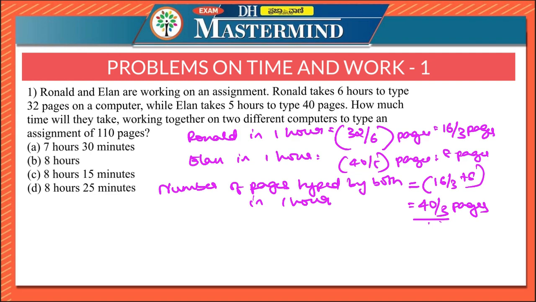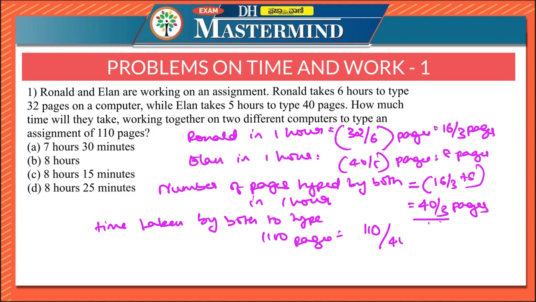Therefore, now the question says what time? So how much time will they take working together on two different computers to type an assignment of 110 pages? So now the problem becomes easier. So time taken by both to type 110 pages is equivalent to 110 divided by 40 by 3. So 110 divided by 40 by 3.